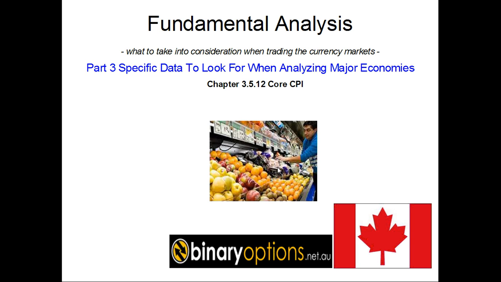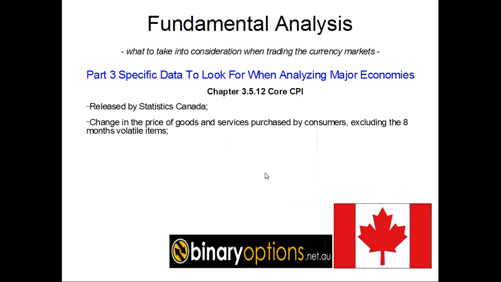However, in the case of the Canadian economy, the core CPI indicator shows the change in goods and services purchased by consumers, excluding the 8 most volatile items. And it's a bit different than the one calculated in the United States and even in Australia, as a matter of fact. Inflation is important for traders because rising prices lead central banks to increase interest rates, and this translates to higher volatility levels in the markets.